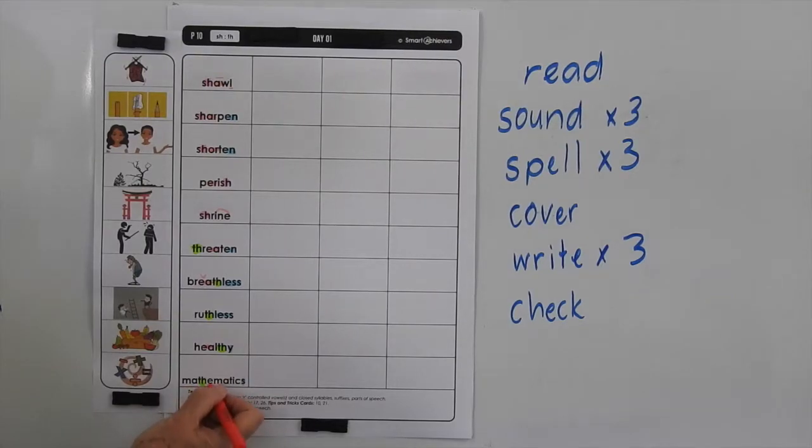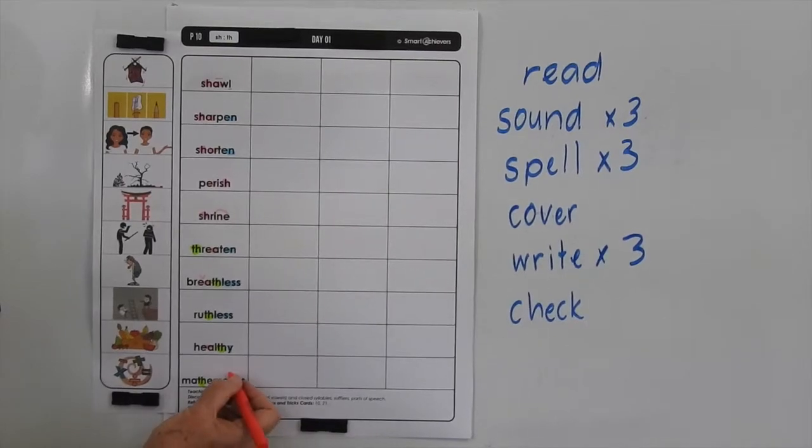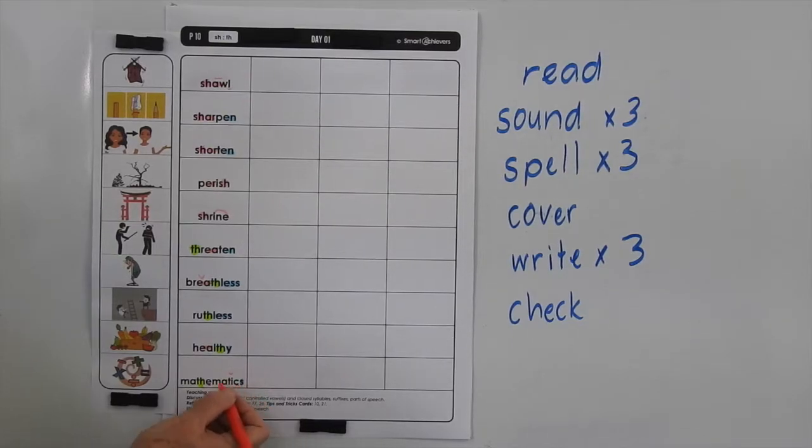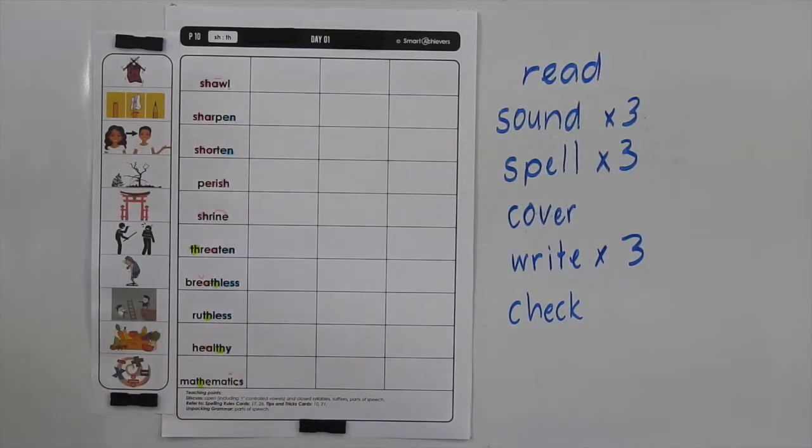Now mathematics, just be careful as you're writing that. We know that after a short vowel, if it's a short word, we put CK, but if it has more than one syllable, we only put the C there, we don't put the K as well. Right, let's go back and look at what these words mean.